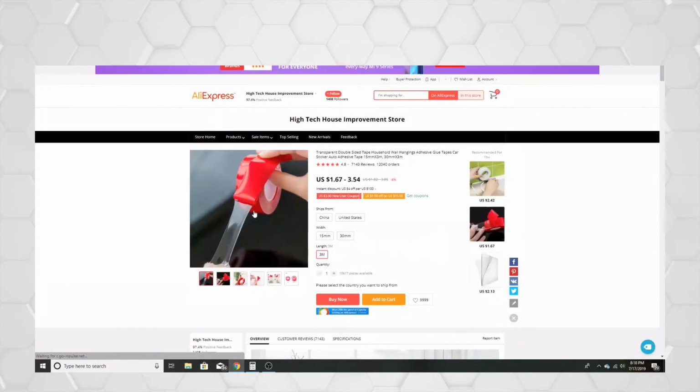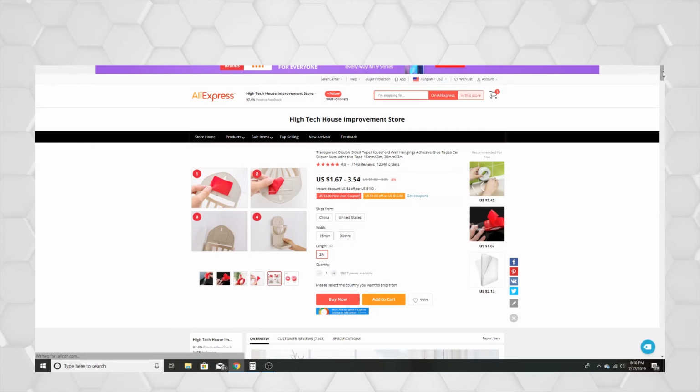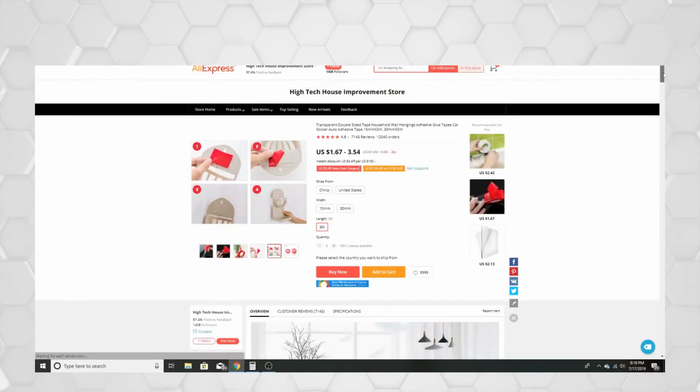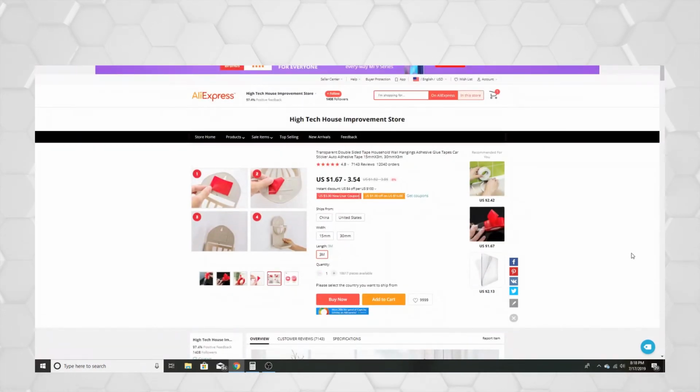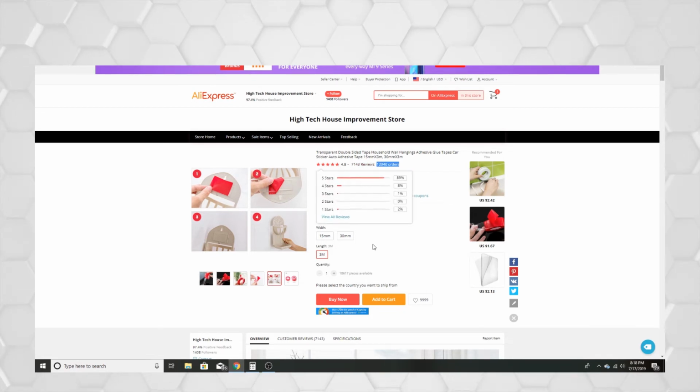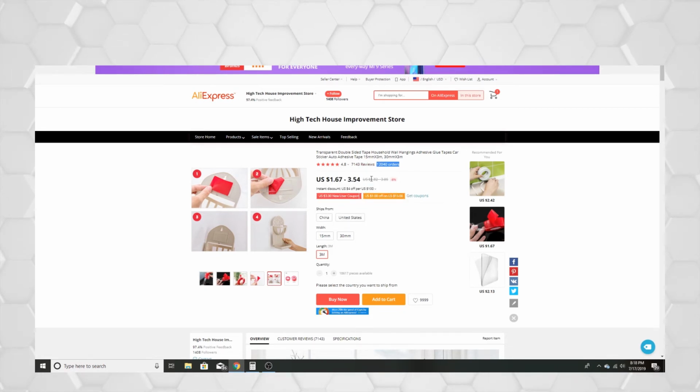Let's back it up. It's double-sided tape. The reason I picked this, I found it on a Facebook ad. It looked good to me. I checked AliExpress. I saw a lot of orders, which means it was a winner at some point. It's got a lot of reviews.